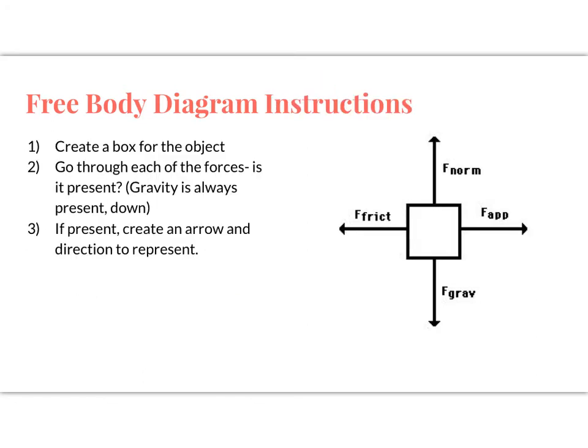Alright, so just brief instructions for how to go about this, and then we'll practice it. So for free body diagrams, you need to create a box or circle or just some shape to represent the object. You shouldn't be redrawing it and taking a lot of time to make it look really nice. It's just simply a vector diagram. Then you need to go through all the forces and think about, is it present? One thing you always know though is gravity is always present and it's down. So basically every problem you already have one. And if the force is present, you need to create an arrow and a direction to represent it. Like I said, the amount of arrow, so how long it is, does make a difference, and we'll see that in a minute.